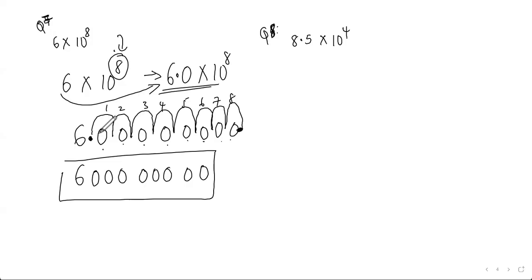So starting out with 6.0, you're moving 1 to 8 places, and you fill the place values, the placeholders, with zeros. That is how we got this answer.